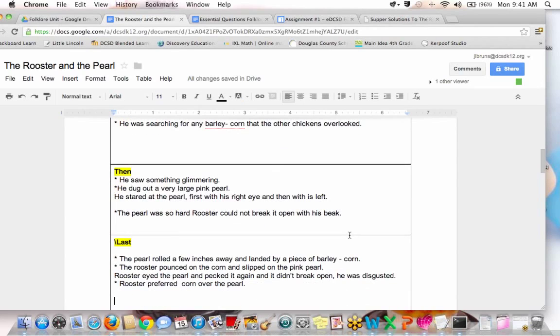Last, the pearl rolled a few inches away and landed by a piece of barley or corn. The rooster pounced on the corn and slipped on the pink pearl. Rooster eyed the pearl and pecked it again, and he didn't break it open. He was disgusted. Rooster preferred corn over the pearl.